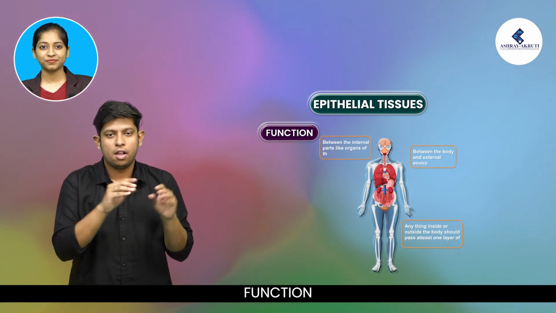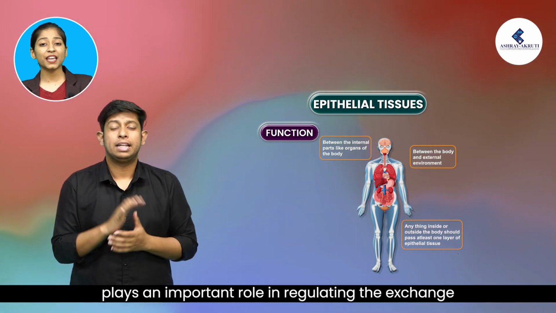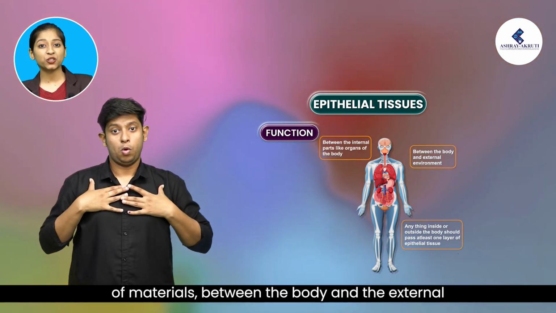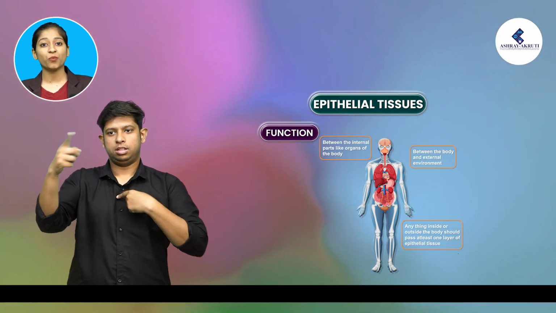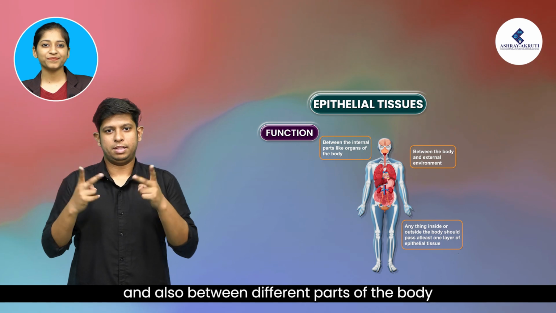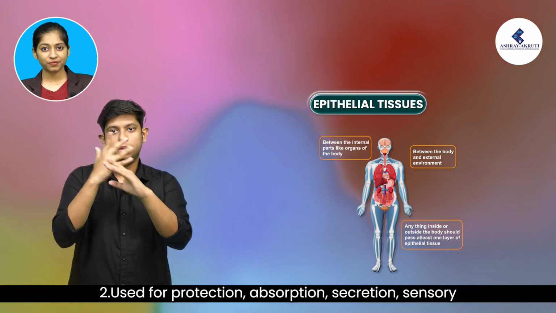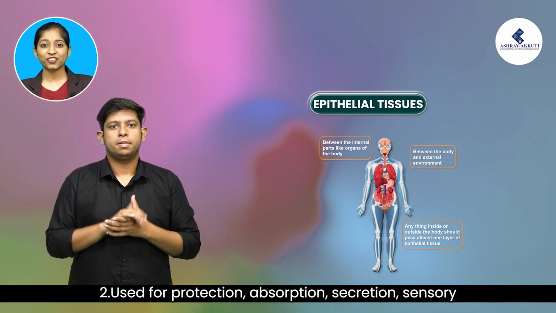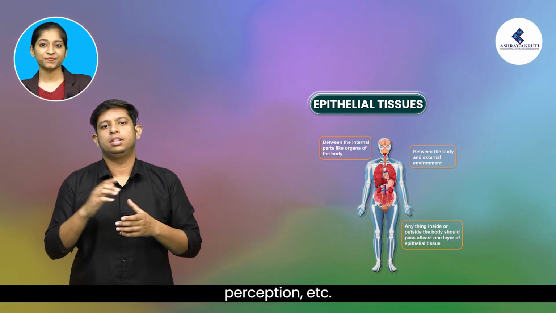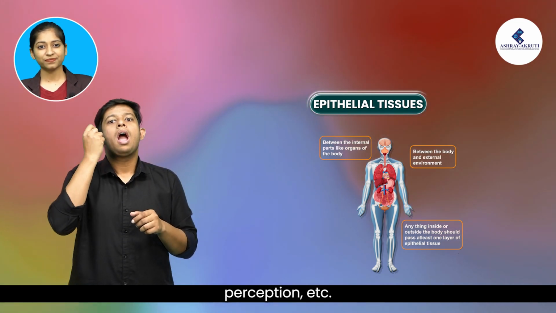Function: the permeability of the cells of various epithelia plays an important role in regulating the exchange of materials between the body and the external environment, and also between different parts of the body. Used for protection, absorption, secretion, sensory perception, etc.